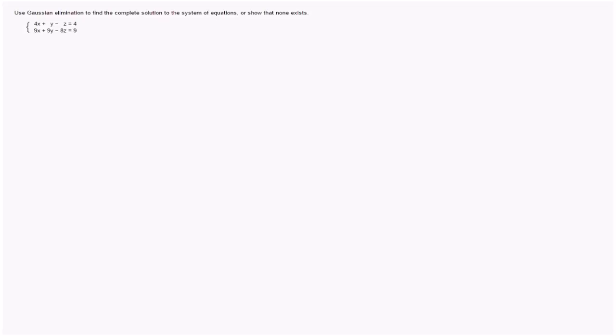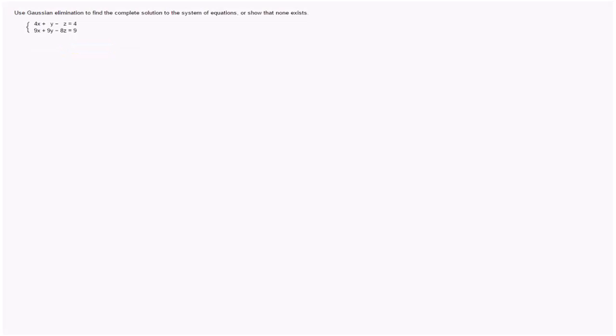But this is the one that you sent me. Use Gaussian elimination to find the complete solution to the system of equations or show that none exists. So first thing that you'll notice is that in this question you have three variables, x, y, and z, but this is called a non-square system because you only have two equations instead of the normal three that you would have.